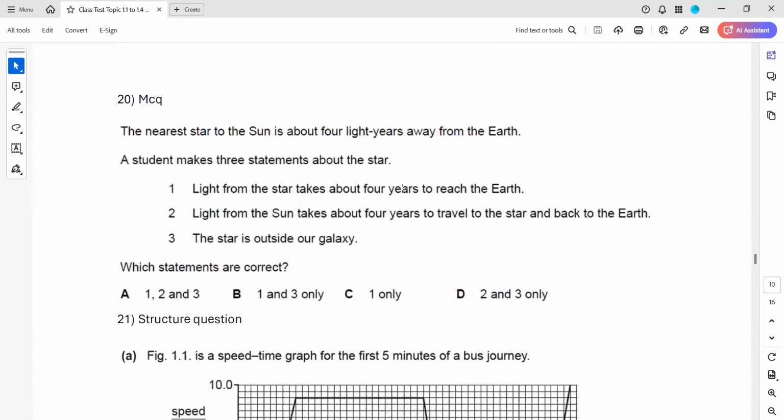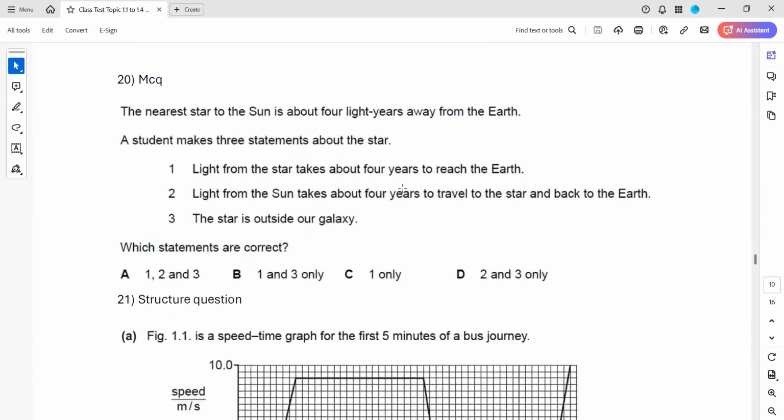Question 20. The nearest star to the sun is about 4 light years away from the earth. The student makes these three statements about the star. Which statements are correct? Light from the star takes about 4 years to reach Earth, because it's 4 light years away. That's correct. Light from the sun takes 4 years.